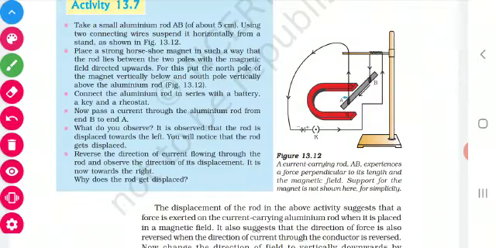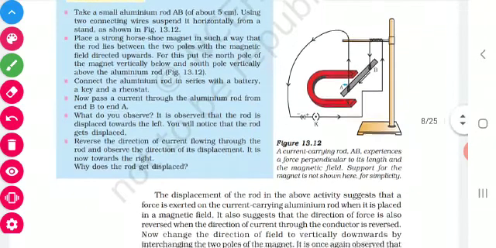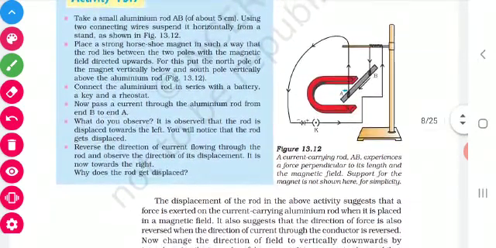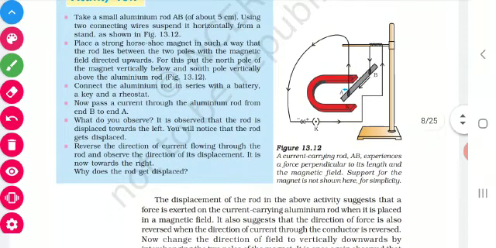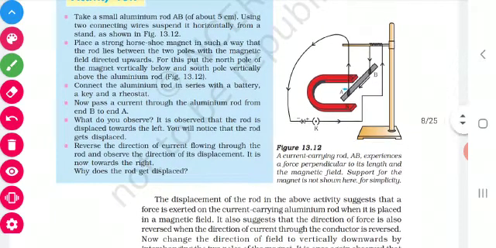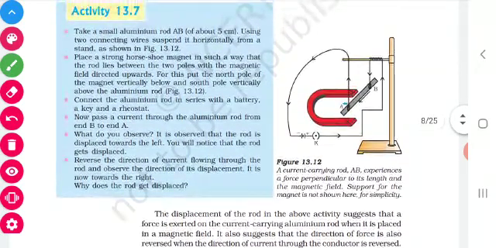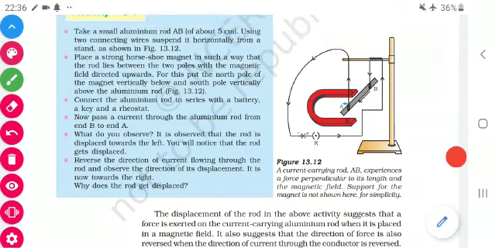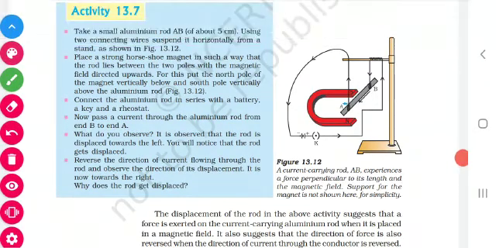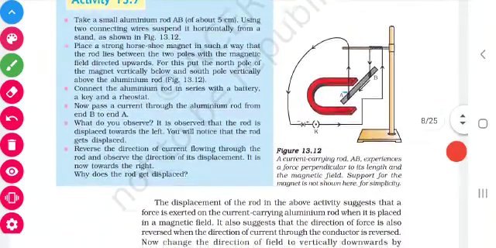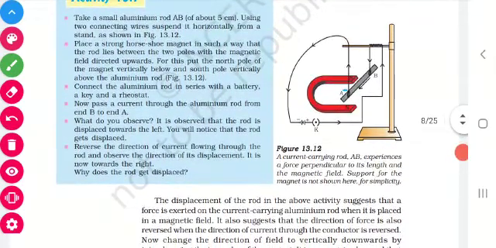The next one is that it is placed between the horseshoe magnet. Listen children, how it is placed. One end is placed in the North Pole and the other end is placed in the South Pole. So we have to hold it vertically like this. Then the aluminium rod should be connected with the battery and it should be connected with the key.